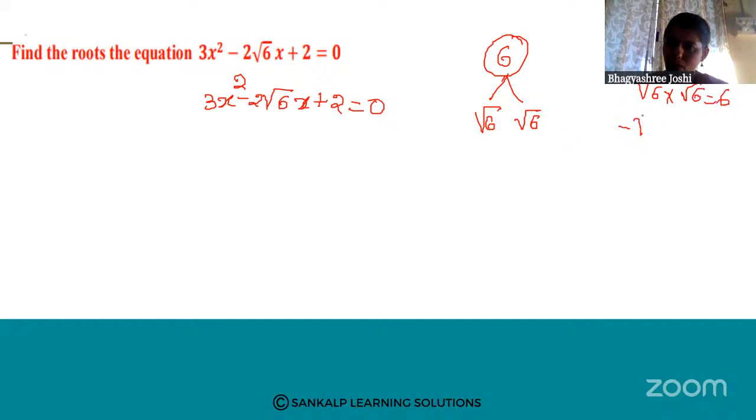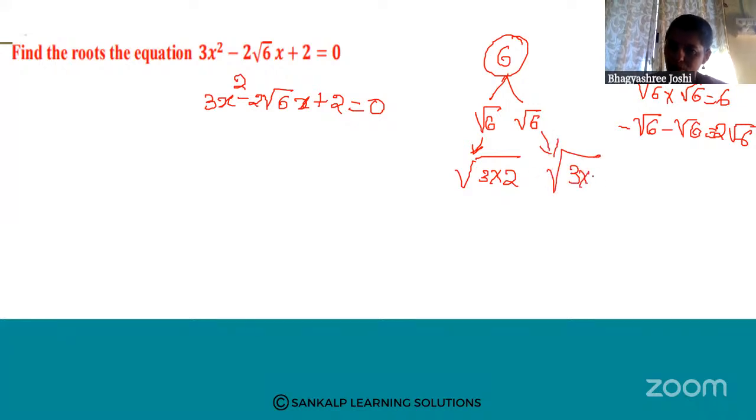So minus root 6 minus root 6 is minus 2 root 6. Yes or no? Okay. Again, root 6 can be written as root of 3 into 2, so root 3 into root 2. 6 can be written as 3 into 2, right?